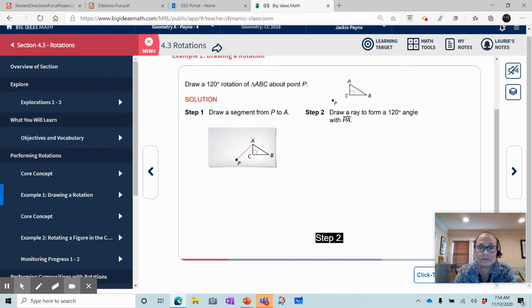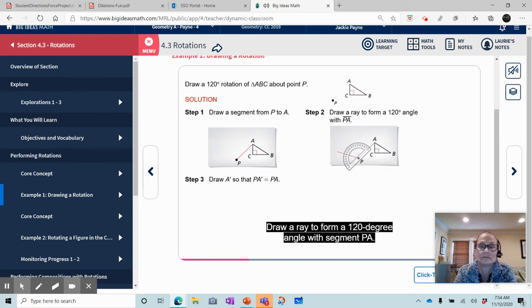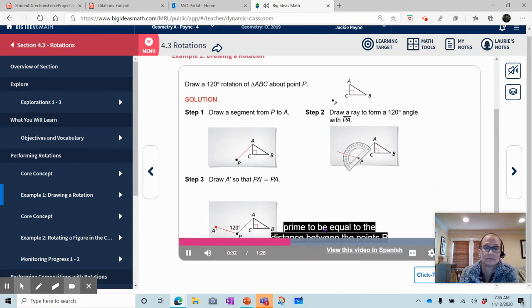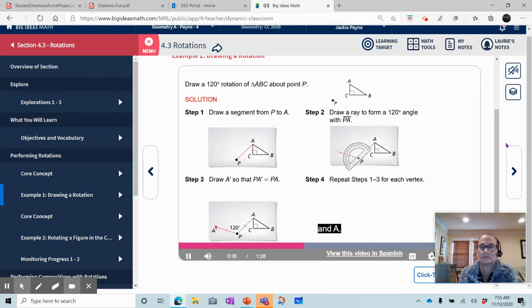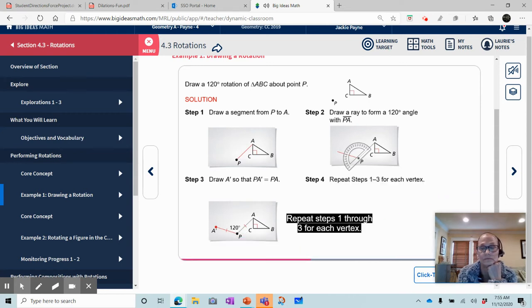Step 2. Draw a ray to form a 120-degree angle with segment PA. Step 3. Draw point A prime so that PA prime is equal to PA. So you want the distance between points P and A prime to be equal to the distance between the points P and A. Step 4.